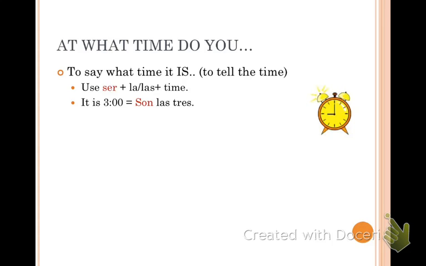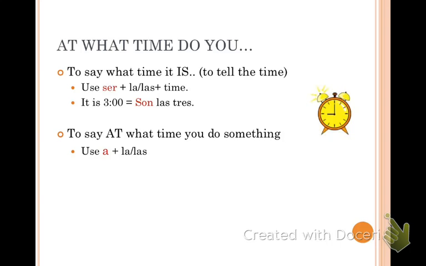But I want you to make sure that you can distinguish between that and saying at what time you do something. So to say at what time you do something is different than saying it is this time. At versus is. Is a verb, so you need to have that es or son in there and actually make a sentence with that being your main verb. But if you're saying at what time you do something, you're just going to add a time to some other sentence that has some other verb. So if you want to say at, you're going to use a. If you want to say it is 3 o'clock, you're going to say son. So if you want to say at 3 o'clock, I do something, a las tres.